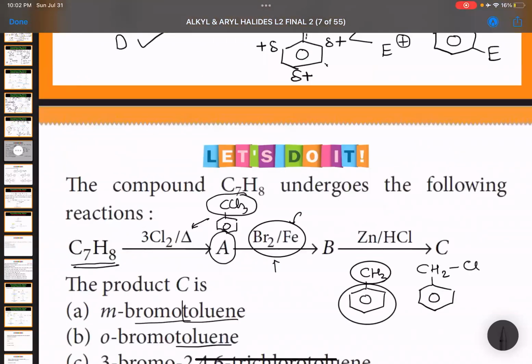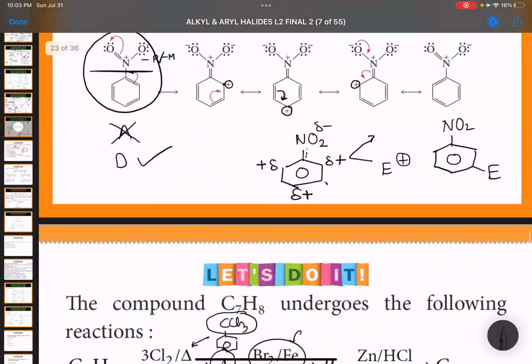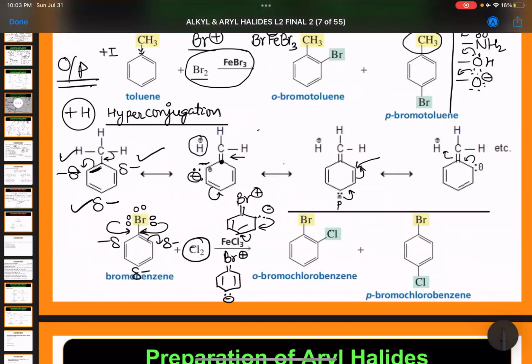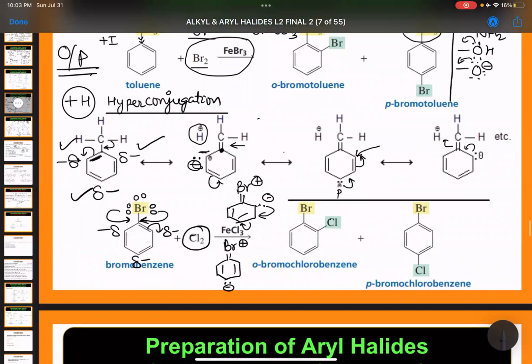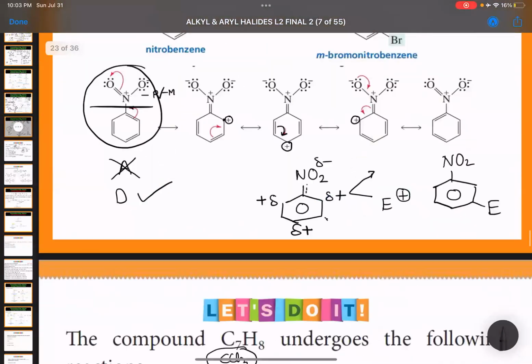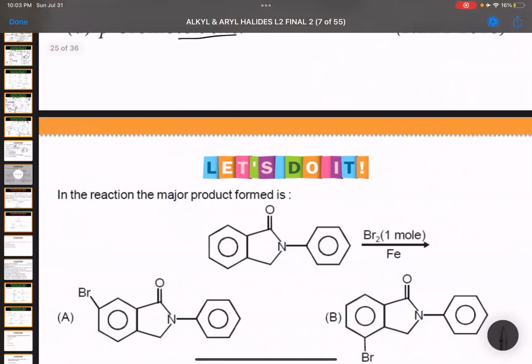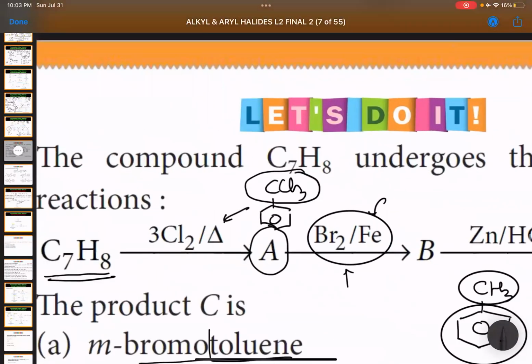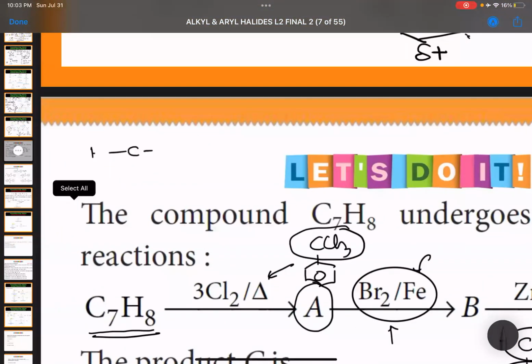So why did you say meta? Because that is an electron withdrawing group. Yes, CCl3, very good. That is the reason. And let me tell you more detail about it. That is a strongly electron withdrawing group. And let me tell you one more minute detail, which very few students actually get into and they don't remember it. They forget even toluene, which is the most common.